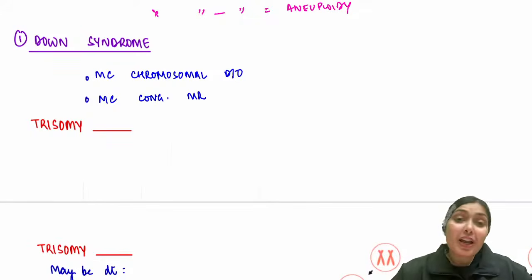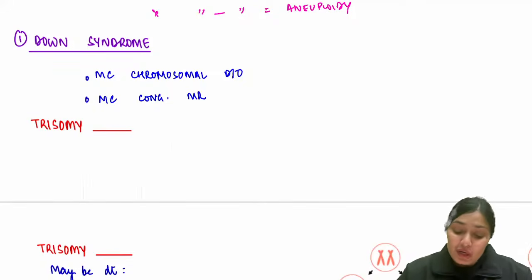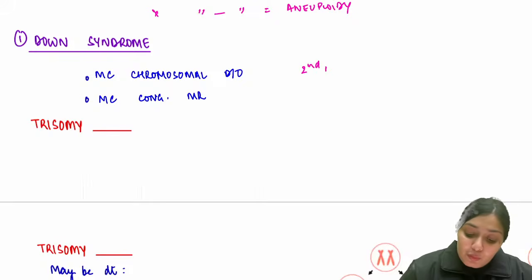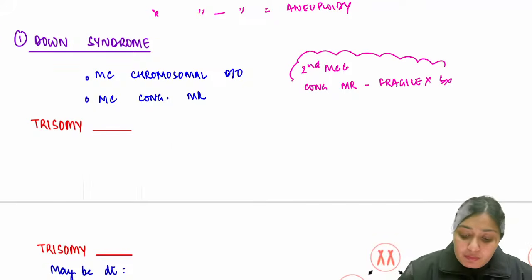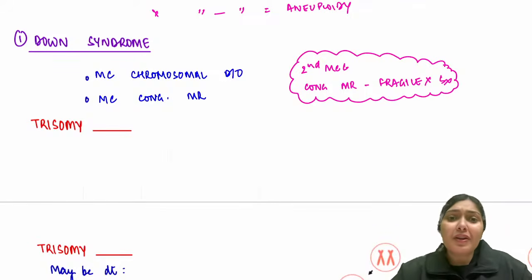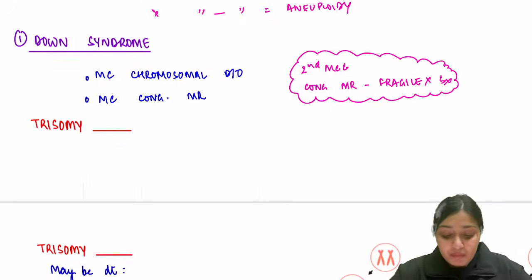So now the examiner can ask you, can you tell me the second most common cause of congenital mental retardation? So remember, the second most common cause of congenital mental retardation is nothing but Fragile X syndrome, right? So remember, these are the one-liners that can be asked in the exam, during the viva, during your NEET PG. So these are the facts that are good to know.